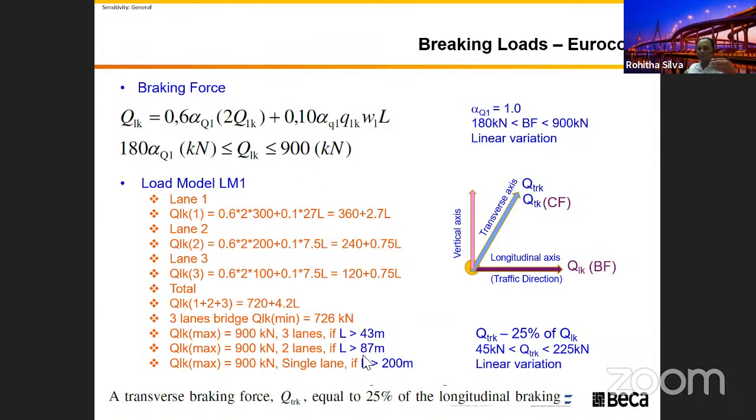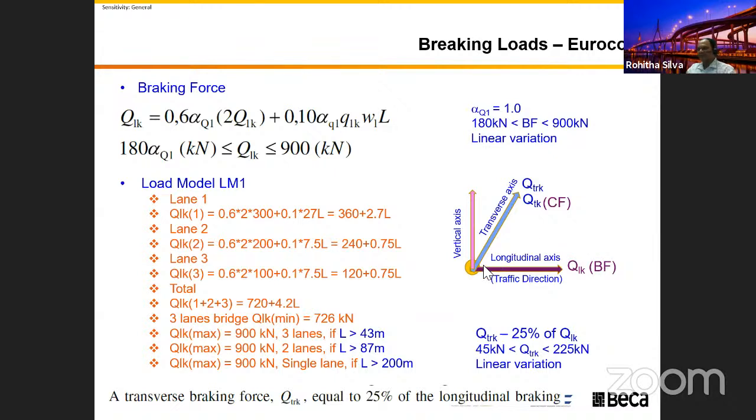So if you consider only 2 lanes, it's very easy to use this one. Your length will be 87 meters. If you use a single lane, go to the LM1 on the single lane road. This code is normally designed for a 200 meter maximum length, represented by this 900 kilonewton. So your braking load will be applied in the traffic direction, along the longitudinal axis.